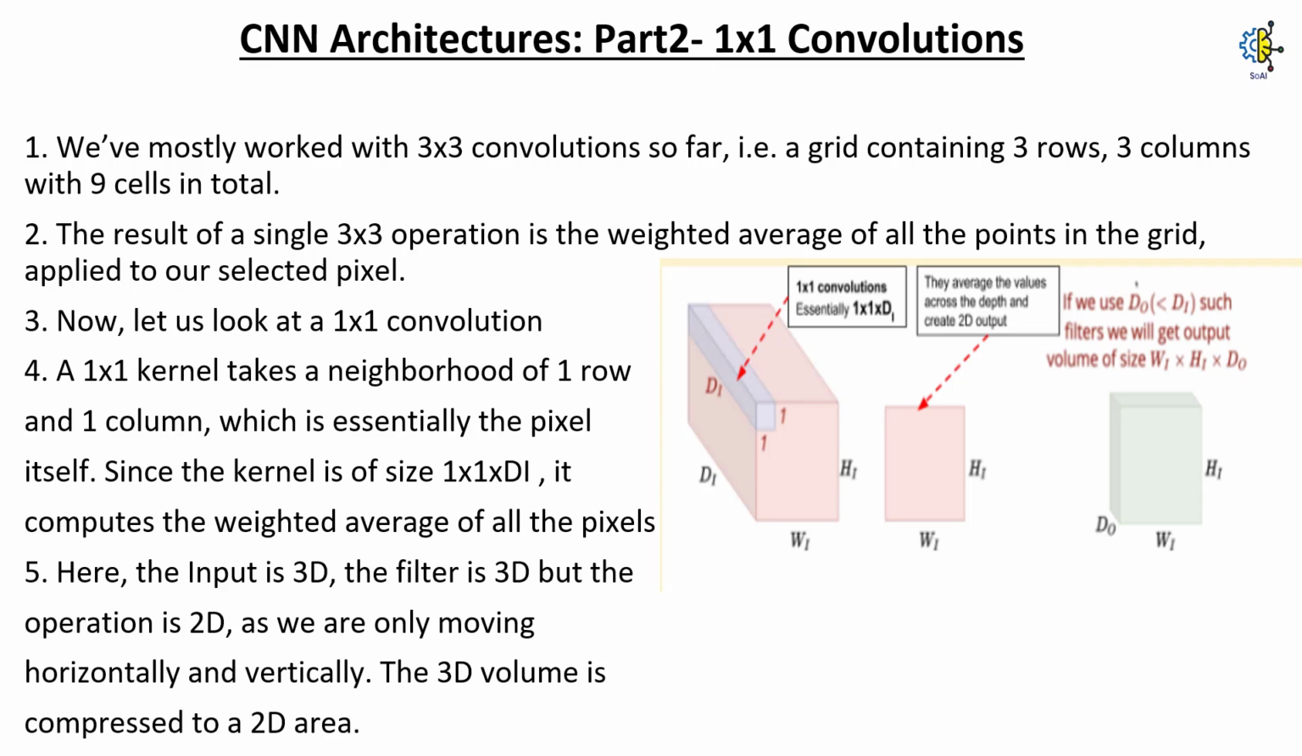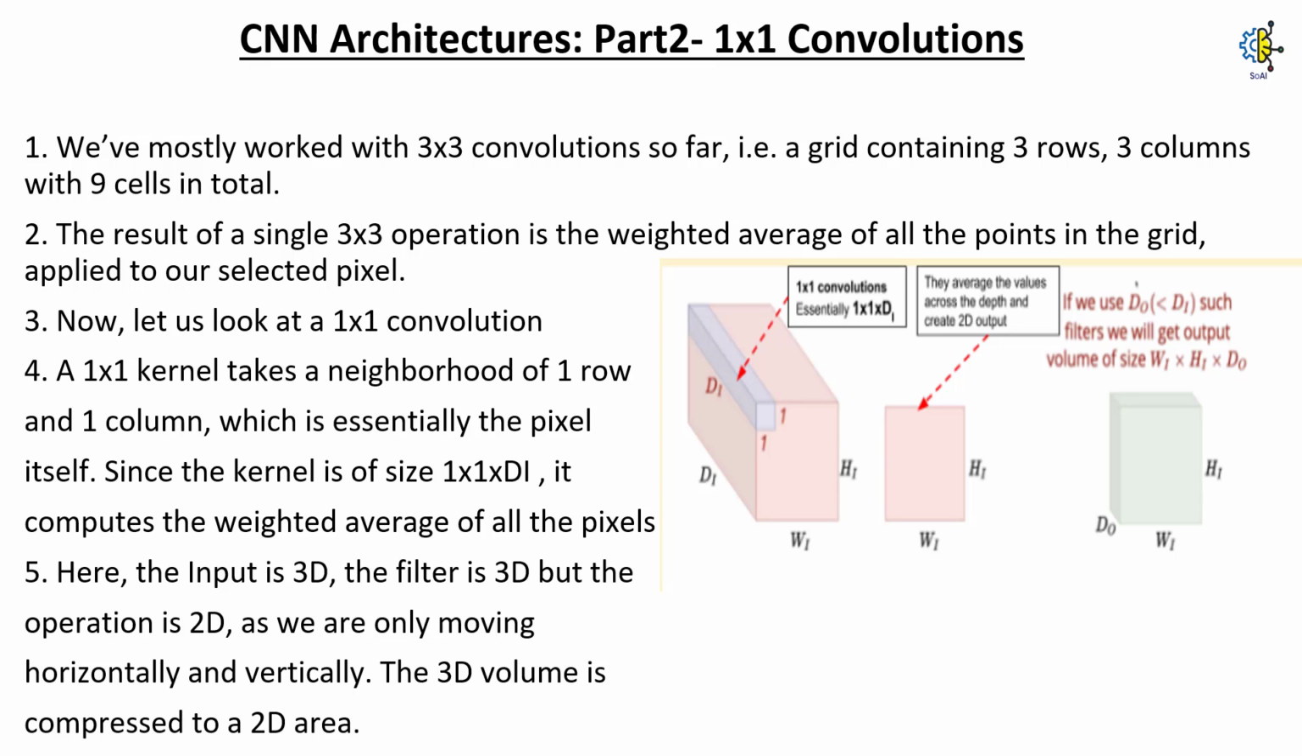Part 2: 1 cross 1 convolutions. We have mostly worked with 3 cross 3 convolutions so far, that is, a grid containing 3 rows and 3 columns with 9 cells in total. The result of a single 3 cross 3 operation is the weighted average of all the points in the grid applied to a selected pixel. Now, let us look at a 1 cross 1 convolution. A 1 cross 1 kernel takes a neighborhood of one row and one column, which is essentially the pixel itself. Since the kernel is of size 1 cross 1 cross D, it computes the weighted average of all the pixels across the depth.